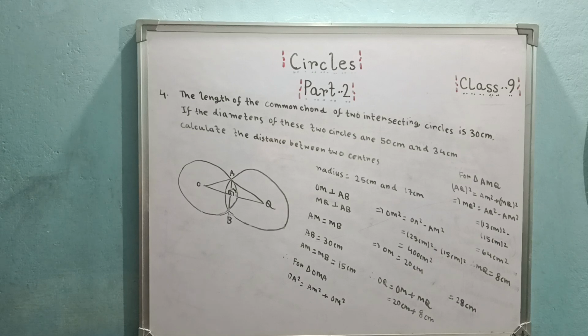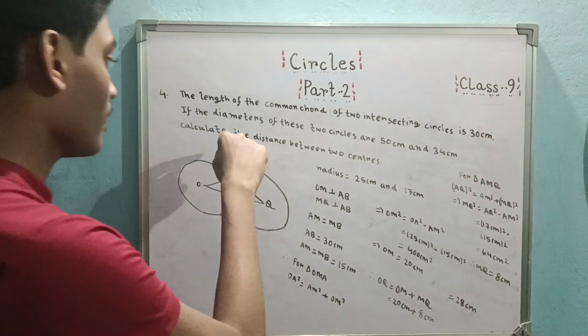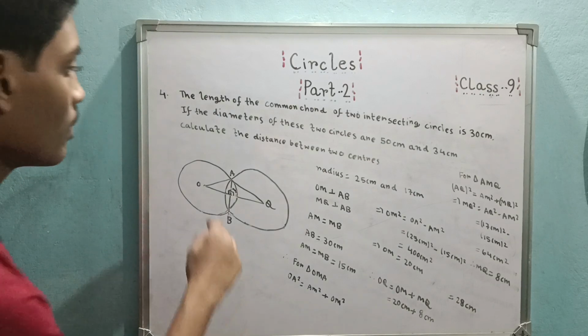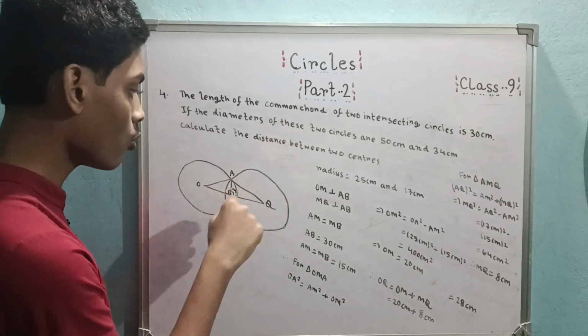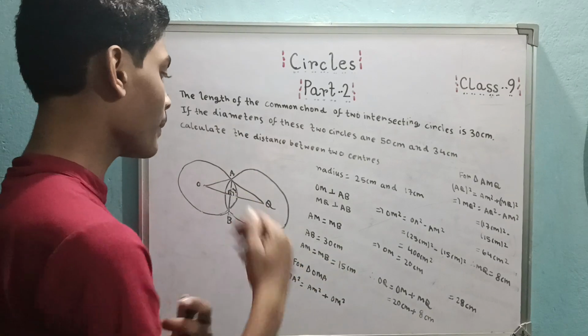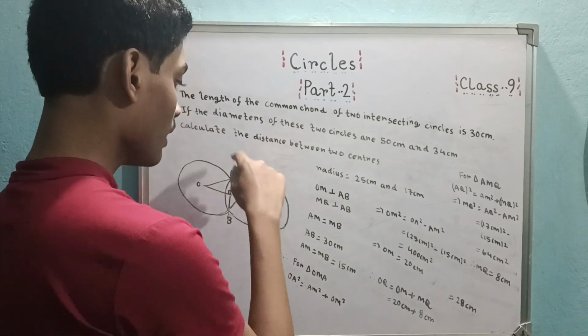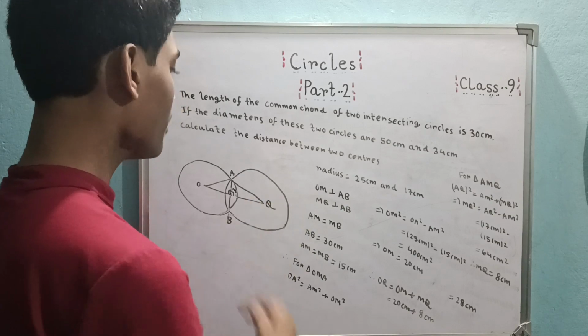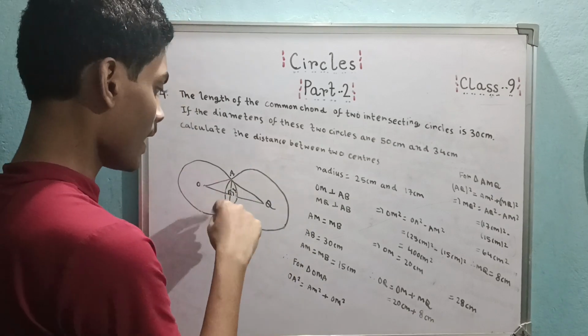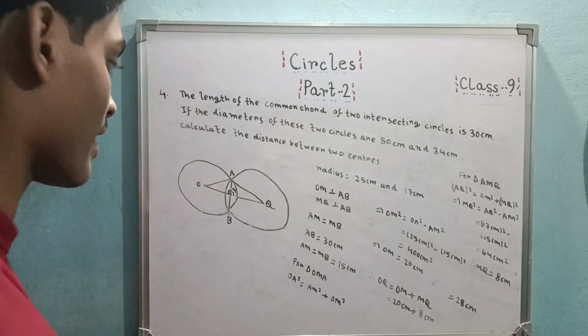Done. Now see, as AB is a chord and OM is perpendicular on that, these two are right angles, OMA and OMB, the right angles. Similarly, MQ is perpendicular on AB. Then AMQ and QMB, they are also right angles. In short, OMA and AMQ are right angle triangles.